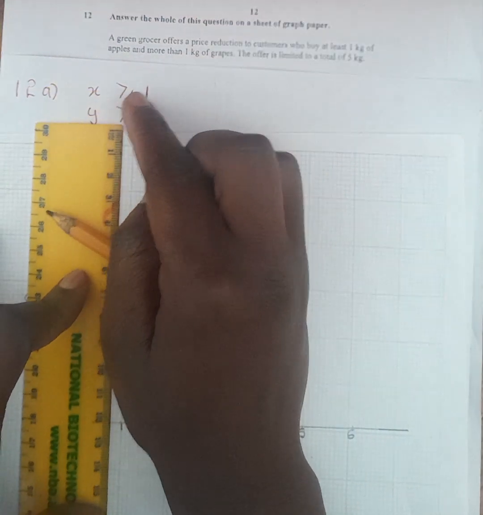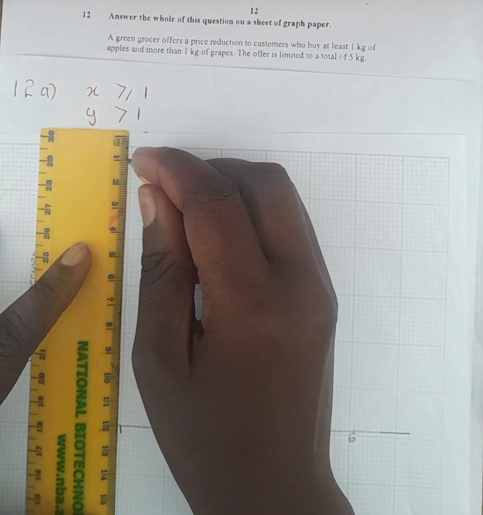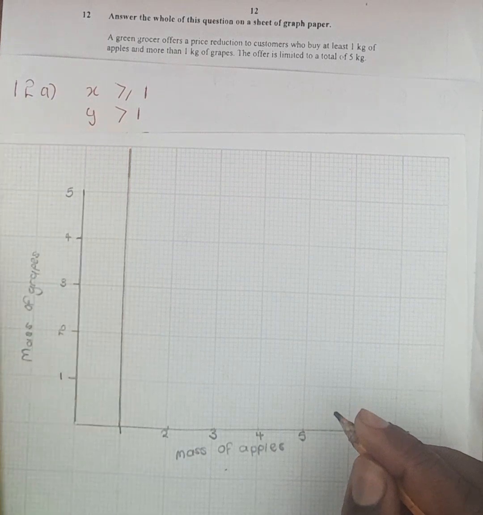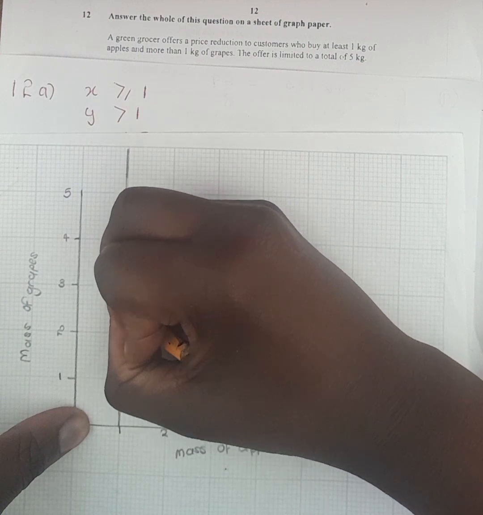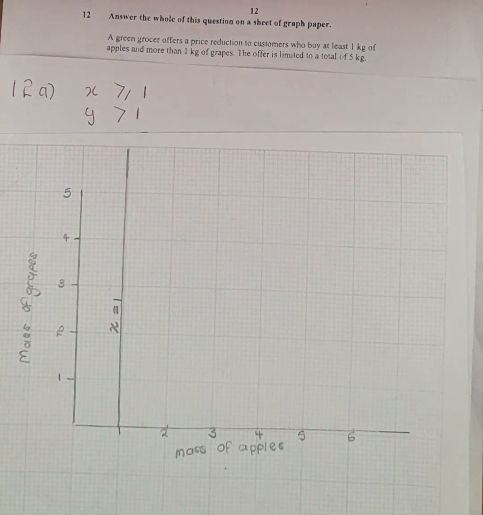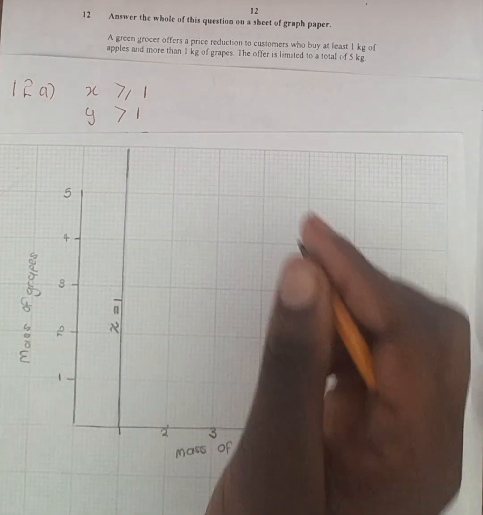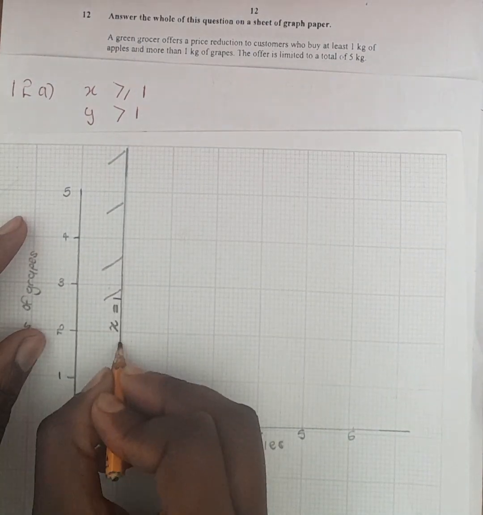Since we are given that it is greater than or equal, it is going to be a bold line. So we draw our line which is X is equal to 1. After drawing this line, we label it. We say X is equal to 1. And we are told that X is greater than or equal to 1, so it means that the wanted region is the region which is greater than 1. So we want this region. We don't want this region. We are going to shade this region out. This is unwanted. So we shade it out.